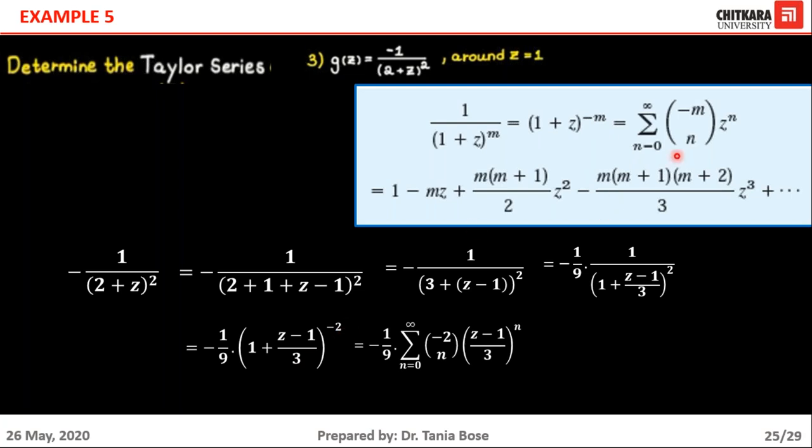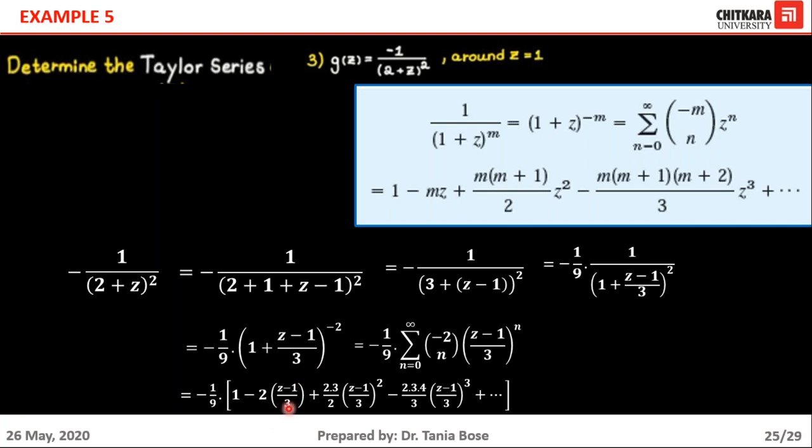So now, if I write it in the short form, it becomes minus 1 by 9, which is the constant out. Here, it is minus m choose n. So we write it as minus 2 choose n. And what is z? Z is z minus 1 by 3 whole raised to power n. And if I want to write it in the expanded form, I can write it as minus 1 by 9, that is the constant out. The first term is 1. Second term is minus mz. What is m? M is equal to 2. So 2 into what is my z? Z is z minus 1 by 3.